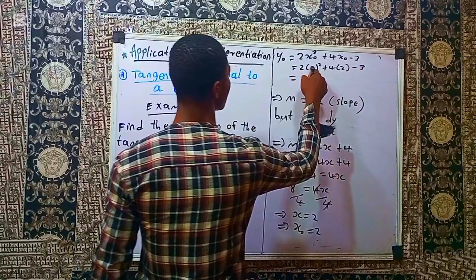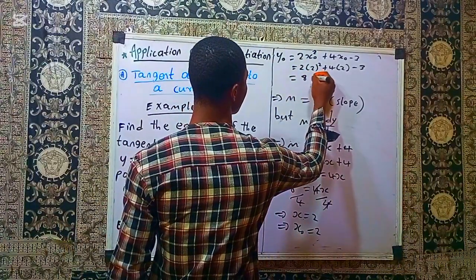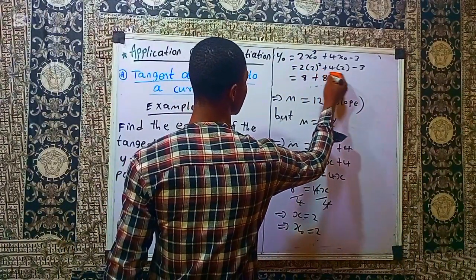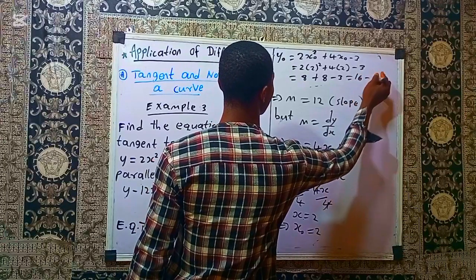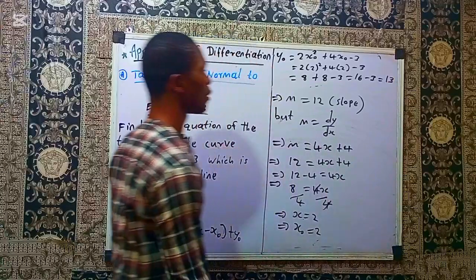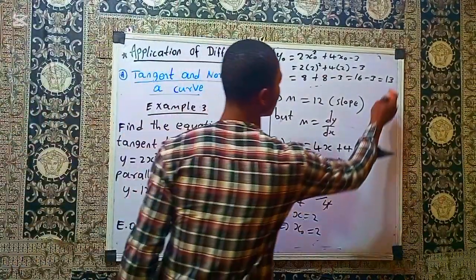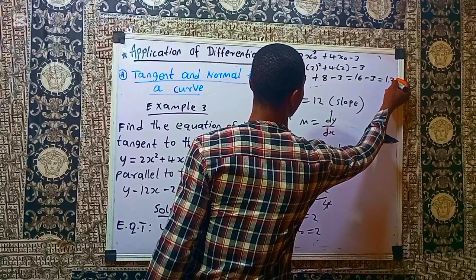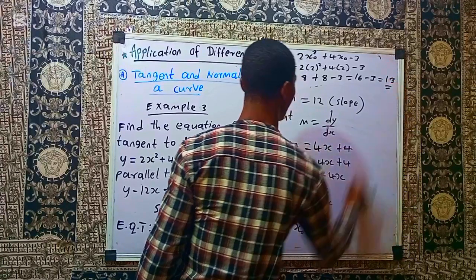So proceeding, 2 squared is 4, multiply 2 is 8, plus 4 multiply 2 is 8, minus 3. So this is 16 minus 3, and this is 13. So what we got, that y naught is 13. That's what we got as the y naught.